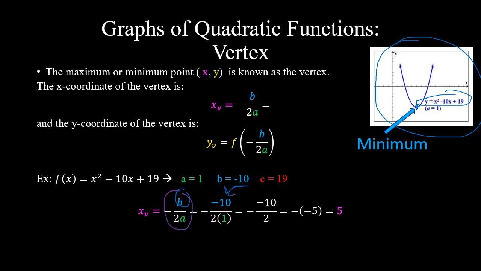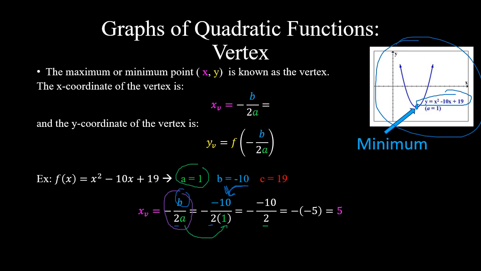Okay, so the x coordinate of my vertex is negative b over 2a. So I have my little negative sign here, and then where my b was, I plugged in a negative 10. My 2 is going to stay, and now I need to plug in my a. Okay, my a here was 1, right? So I plugged in a 1 there. All right, 2 times 1 is just 2, which leaves me with 2 right there. Okay, that's my next step.